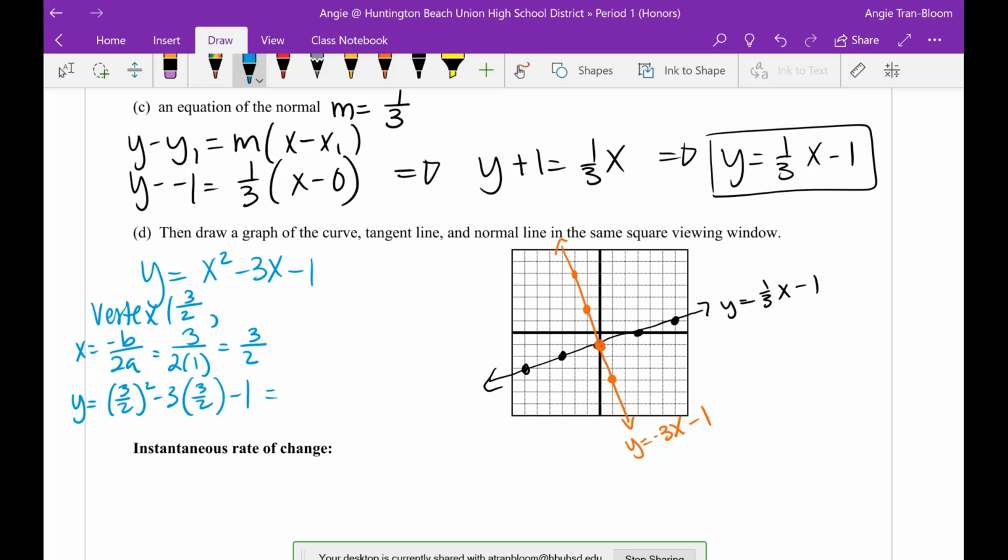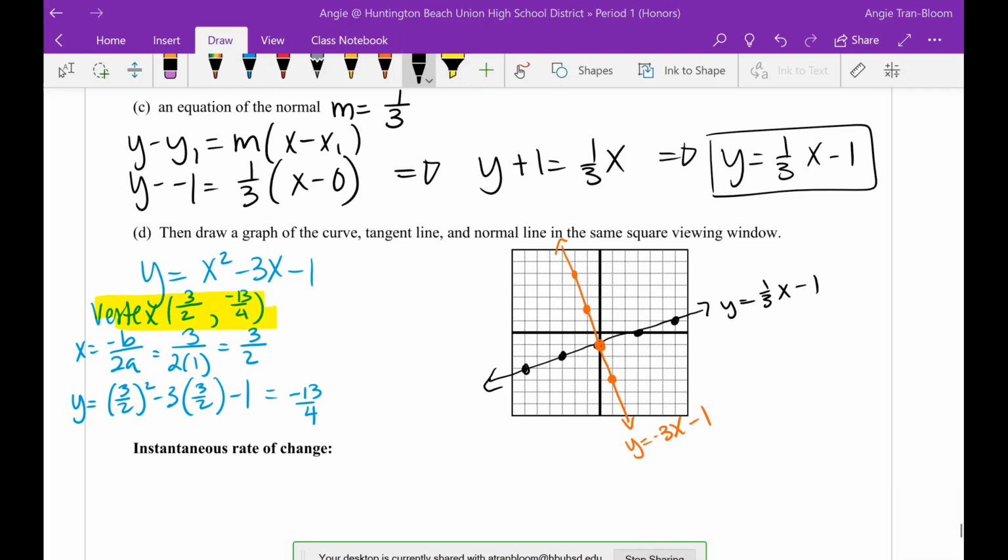Let's work out the basic math. 3 over 2 squared is going to be 9/4. 9/4 minus 3 times 3/2, that's 9/2. So 9/4 minus 9/2 minus 1. All of that is going to come out to be negative 13 over 4, because you have to find a common denominator. So that's your y-coordinate, and that's your vertex. Let's plot that in.